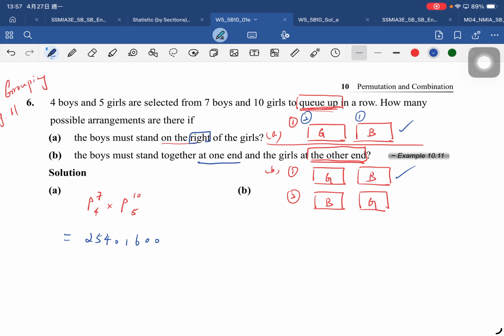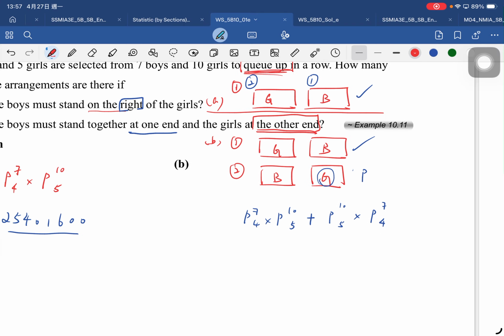That means there are 2 key methods to arrange them. So for the first one, boys on the right, that means same as this one. But how about the second one? Girls on the right, for example. Suppose you arrange the girls on the right first. This one should be 10P5. And then arrange the boys, also 7P4. But now these 2 arrangements are distinct methods to arrange them. That's why you add them.